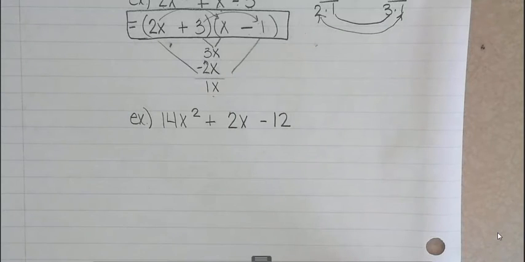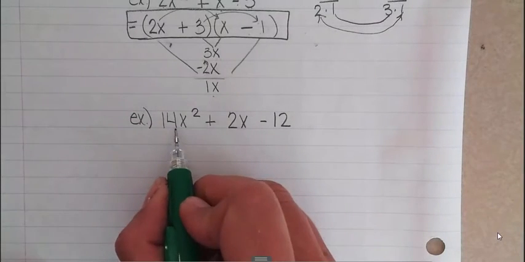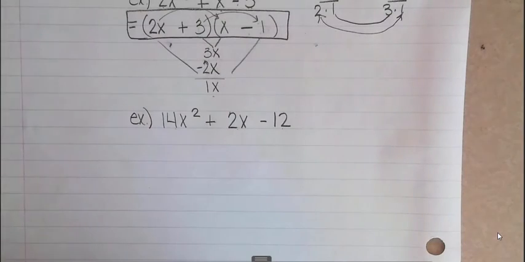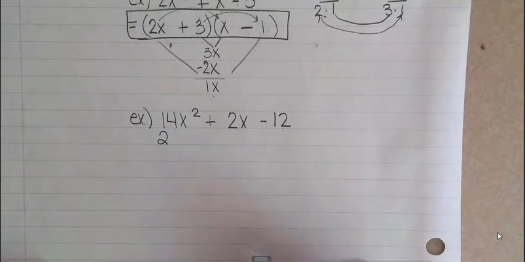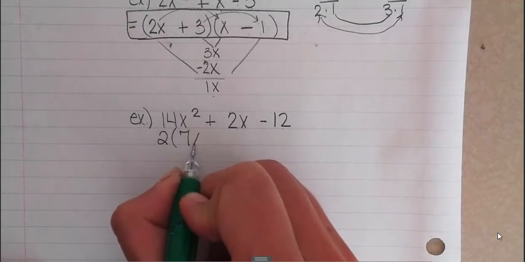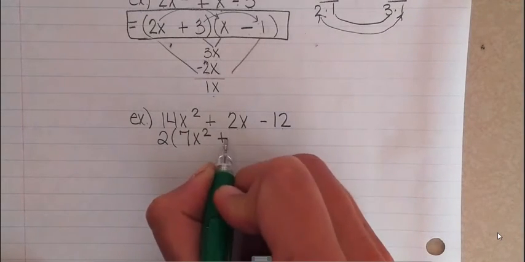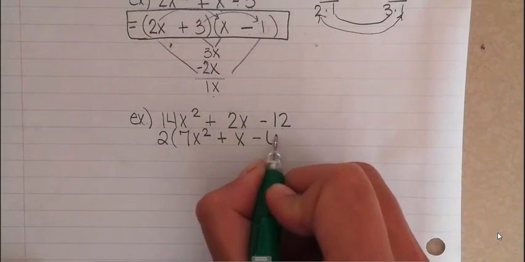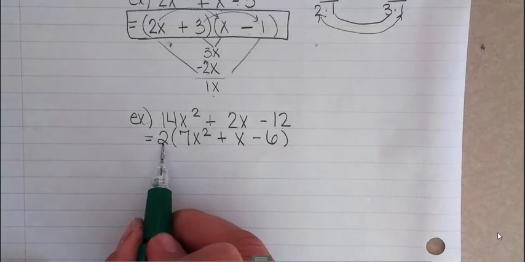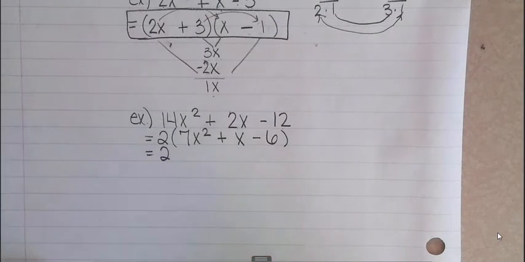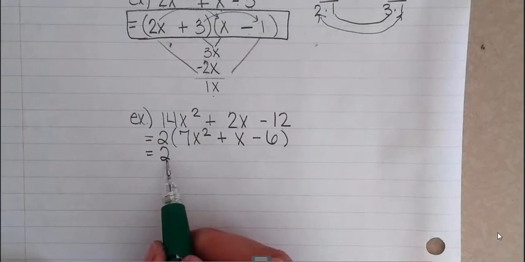Remember our first friend? Greatest common monomial? I see a greatest common monomial in here. So I'm going to take the greatest common factor here and pull that out, or reverse distributive property it. So I'm going to pull out a 2. So it looks like I'm left with a 7x squared plus x minus 6. Okay, so the 2 just gets ignored. That's going to be part of the answer, but you're not going to touch that anymore.